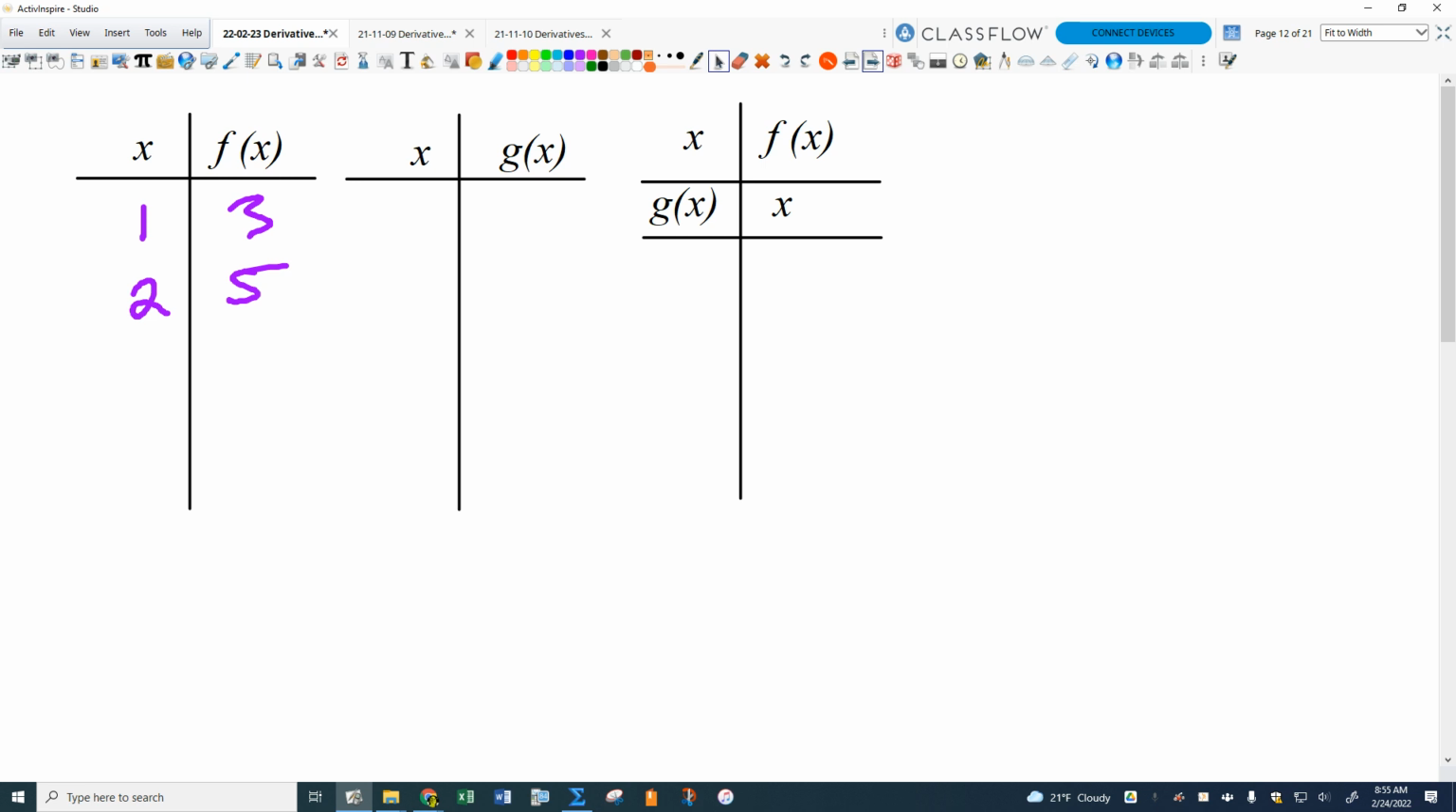What if we don't know what x or f of x are, but we know some ordered pairs. Let's say we know that if I input an x into my function f, the output is 3, and if I input a 2, the output is 5. So I've got these ordered pairs. Can you tell me two ordered pairs for the inverse function then? 3, 1 and 5, 2, right? Because really all we're doing is flipping the x and the y.